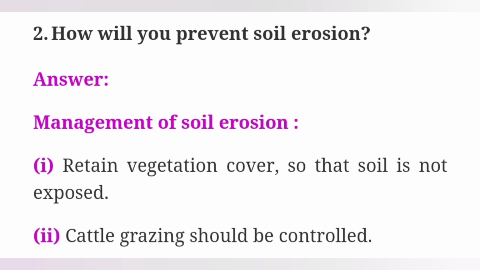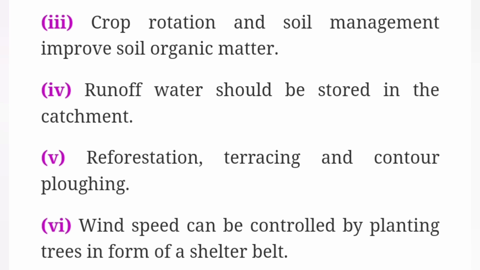Management of soil erosion. First point, retain vegetation cover so that soil is not exposed. Second point, cattle grazing should be controlled. Third point, crop rotation and soil management improve soil organic matter. Fourth point, runoff water should be stored in the catchment. Fifth point, reforestation, terracing and contour ploughing. Then sixth point, wind speed can be controlled by planting trees in the form of shelter belts.